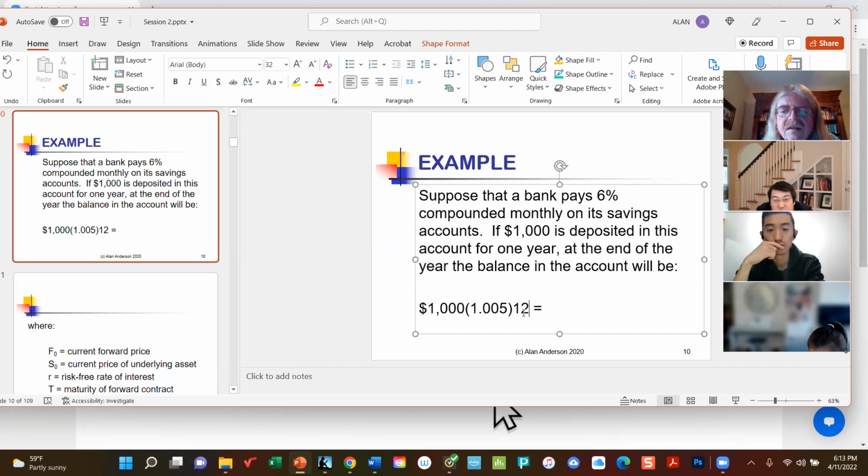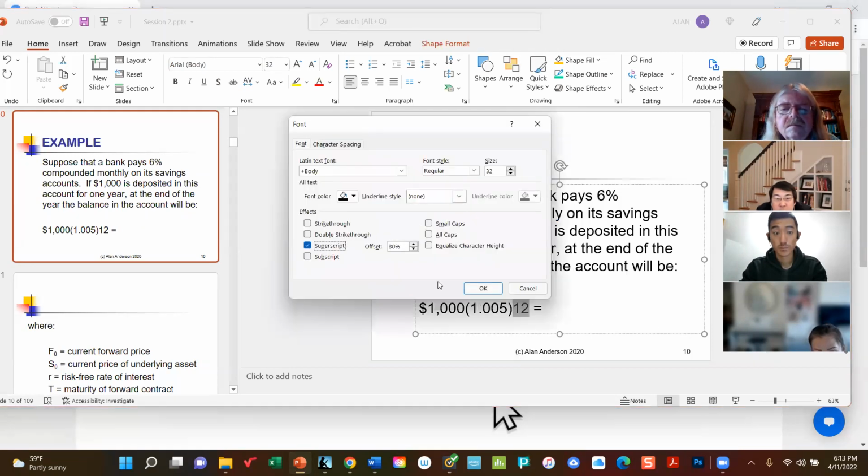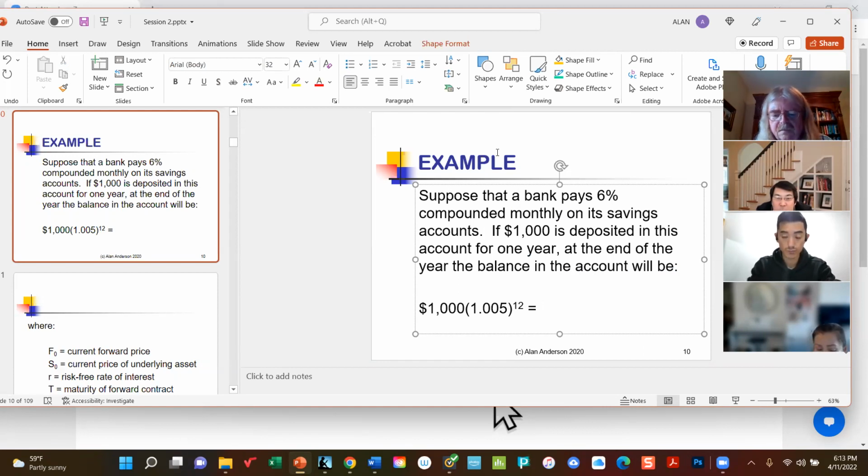Let me fix that real fast. It's kind of awkward to do superscripts in PowerPoint. And so that turns out to be about, rounded to dollars and cents, 1,000... Oh man, that doesn't sound right. No, I knew I did something wrong. $1,061.68, let's say.